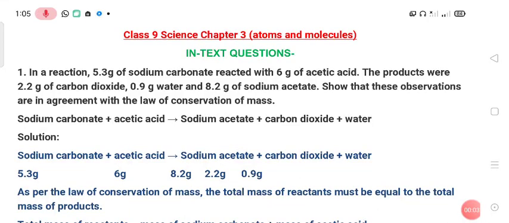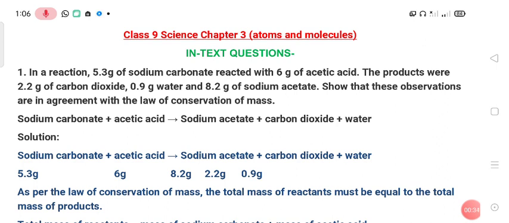In this video we will discuss the in-text questions of chapter 3, that is atoms and molecules, from the chemistry of class 9th. So the first question is, in a chemical reaction 5.3 gram sodium carbonate reacted with 6 gram of acetic acid. The products were 2.2 gram of carbon dioxide, 0.9 gram water and 8.2 gram of sodium acetate. Show that these observations are in agreement with the law of conservation of mass.